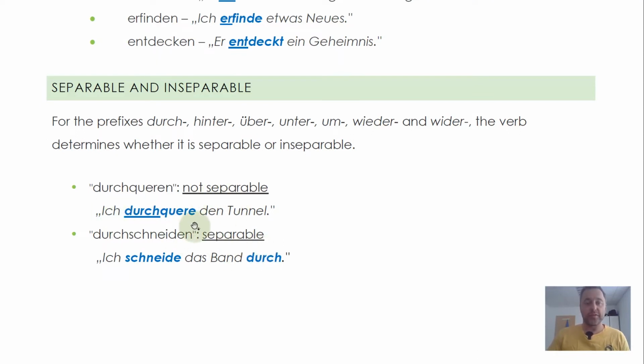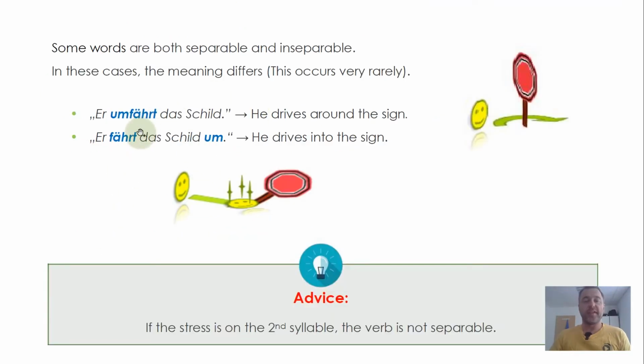So let's have a look here. Ich durchquere den Tunnel. So, I cross the tunnel, or ich schneide das Band durch. Here you see a word that is actually the same word with two different ways of pronouncing it. And here we have umfährt das Schild, so this means he drives around the sign, versus fährt das Schild um, he drives into the sign. So we have the main verb fahren and a prefix. If we pronounce it umfährt, it means to drive around, because we have the stress on fahr, so on the verb fahren. And if we pronounce it umfahren, we have the stress on the prefix, and then we separate it.